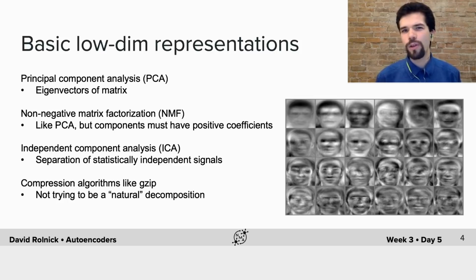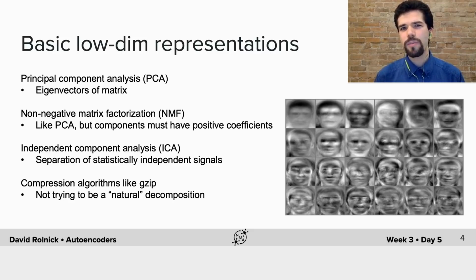Another way to come up with a low-dimensional representation, perhaps with a slightly different flavor, is a compression algorithm, something like gzip, which is used by your computer to create zip files. And the goal here is maybe different from PCA, NMF, and ICA. In gzip, the goal is really just to compress something as much as possible. It's not trying to be a natural decomposition. It's not trying to be interpretable in any way. It's merely trying to squeeze as many bits as possible out of your representation, so it's as low-dimensional as possible. And so you can see that there are different flavors and use cases for different kinds of low-dimensional representation algorithms.